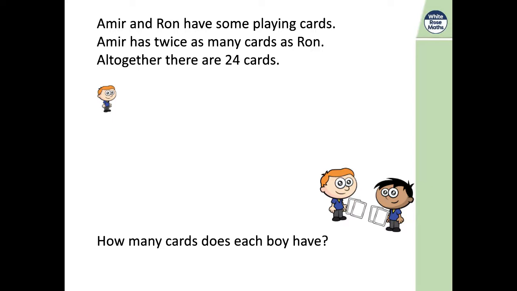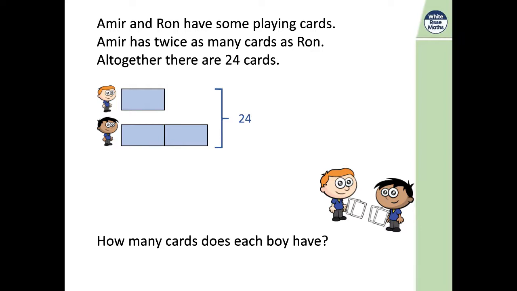Okay. So Ron has this set of cards here, and Amar has twice as many as Ron does. So he's got 2 blocks. Altogether, those 3 blocks equal 24. So what division question are we going to need to do to solve how many cards they have? Good, so you need 24 divided by 3 equals 8. So each box is worth 8. So now you know that, how many cards does Ron have and how many does Amar have?